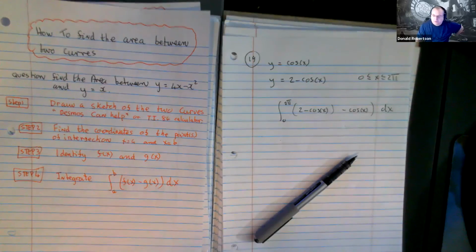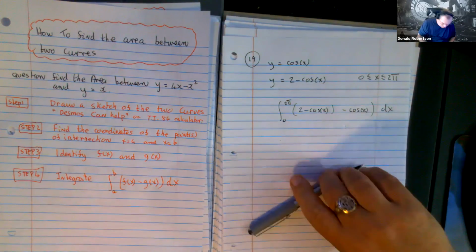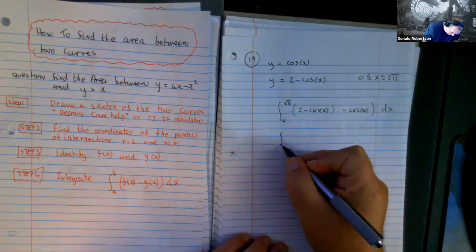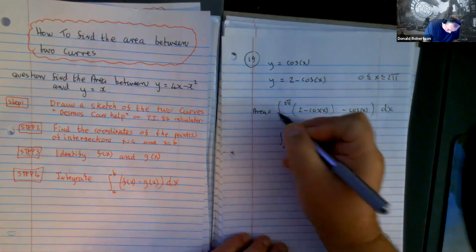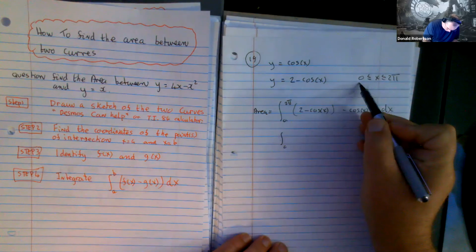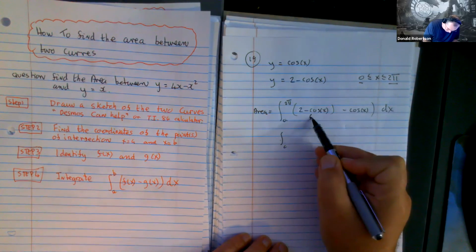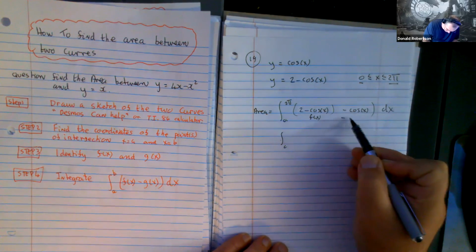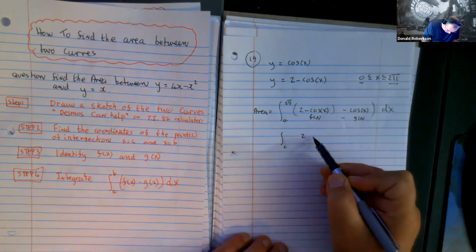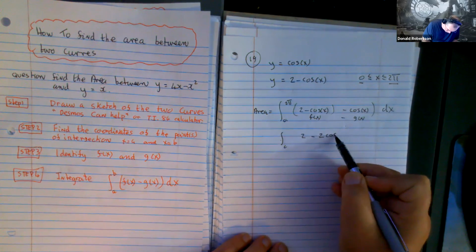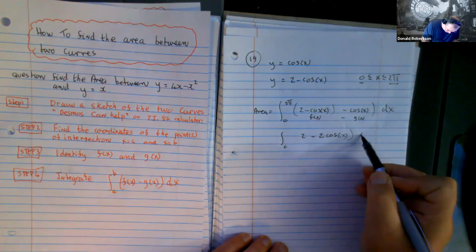I think we've done pretty much all the hard stuff. That's step 1 and 2 done. So the area is the integral from 0 to 2 pi of f of x, because that was higher up, take away g of x, that was the other one. You put this together, you end up with that guy.